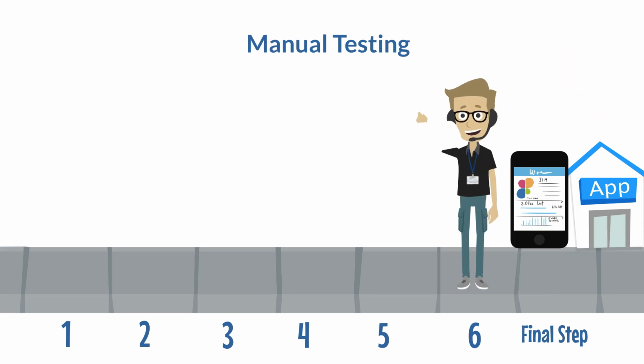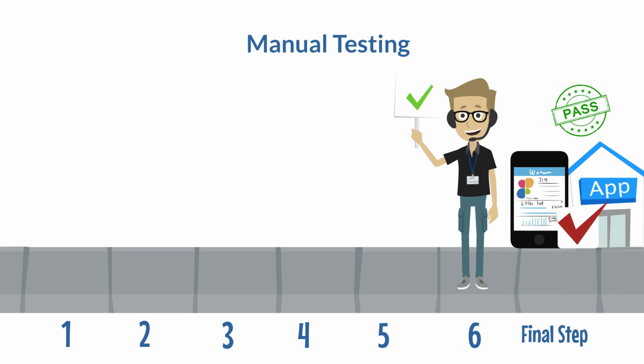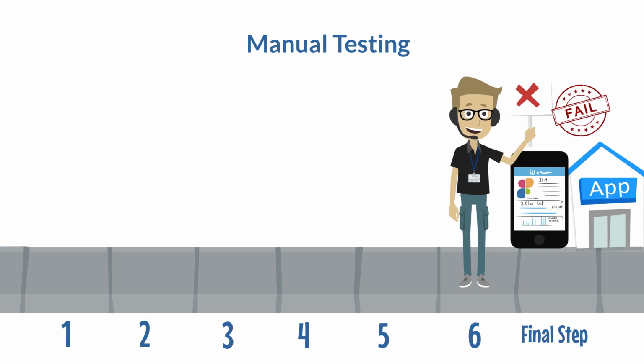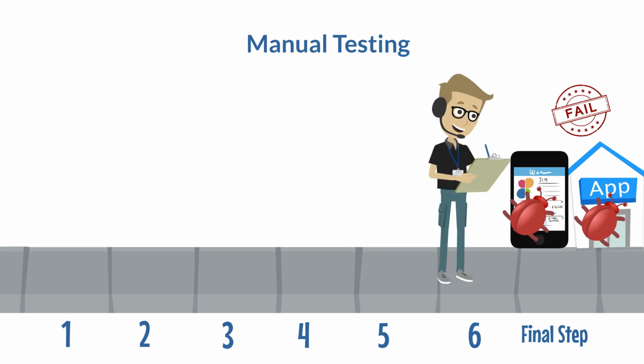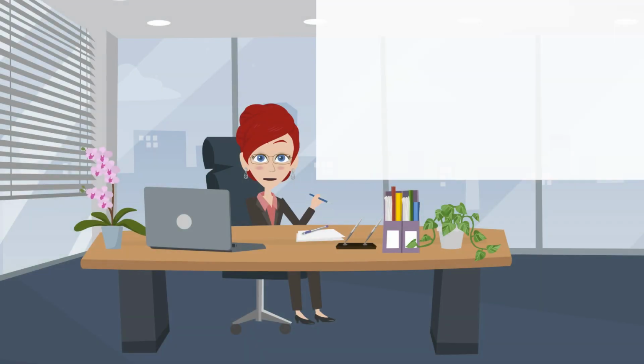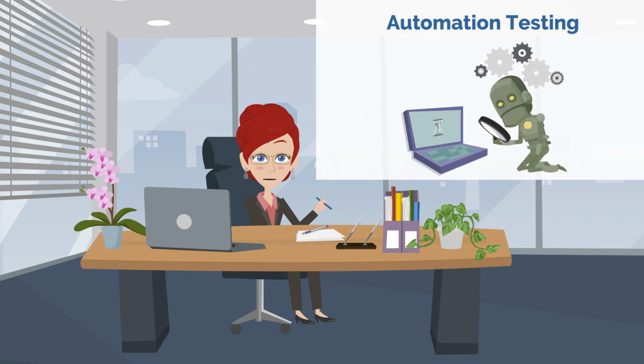After that, we need to determine if this test case is passed and the function is working successfully, or this test case is failed and the function is not working successfully. These failed scenarios mean that we have a bug and we need to analyze, report it, then send this bug to developers to start fixing it. And now let's discuss automation testing. Automation testing is a technique to allow a software to test another software.